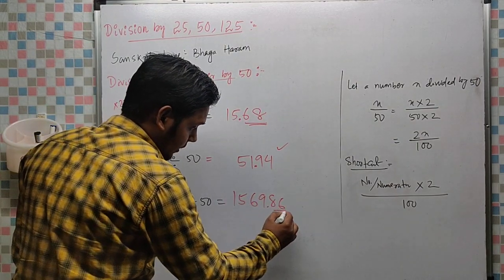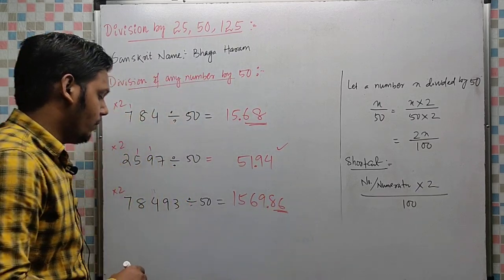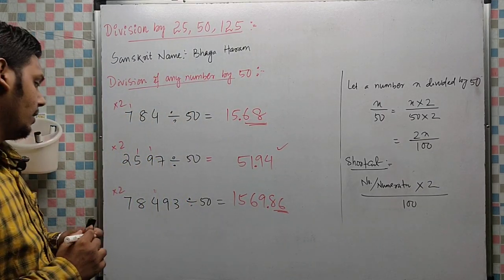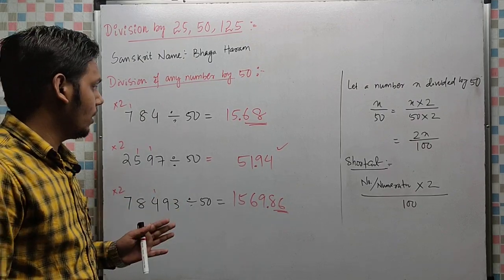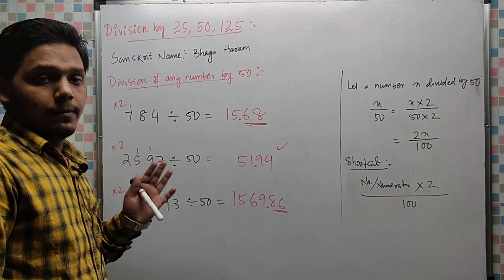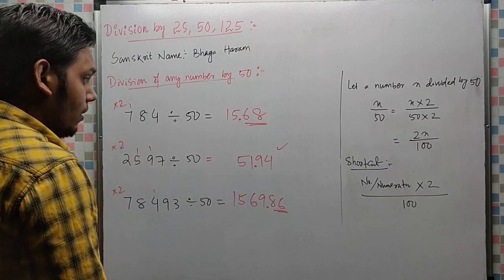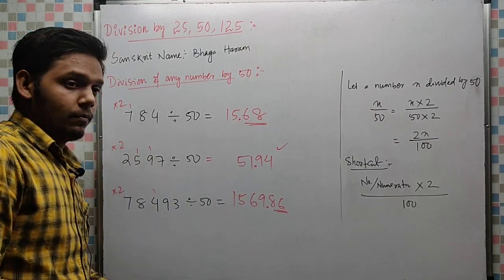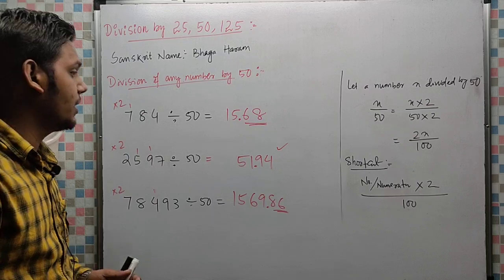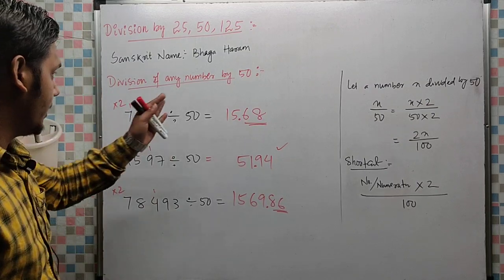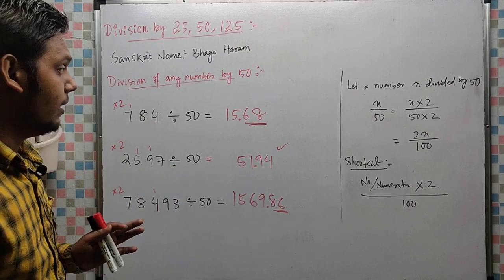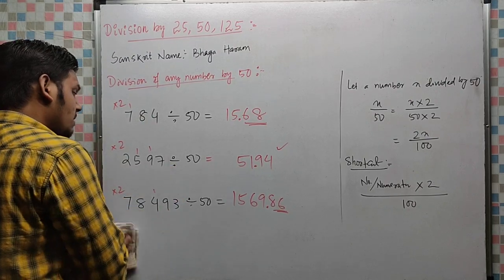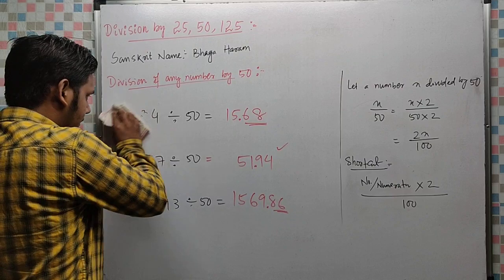Now you have to count. Answer is 1569.86. This is all about division of any number by 50. So in case of 25, what you have done? You have multiplied 4 and divided by 100. In case of 50, what you have to do? You have to multiply by 2 and you have to divide by 100. Clear? Now we will go to 125.